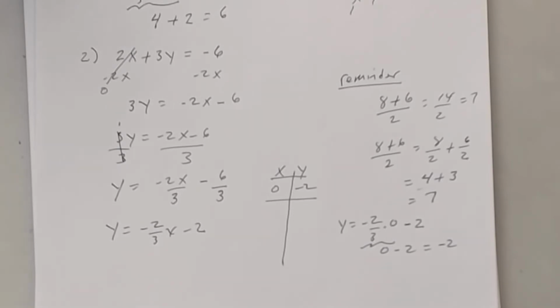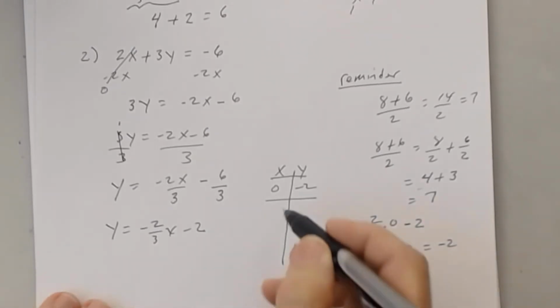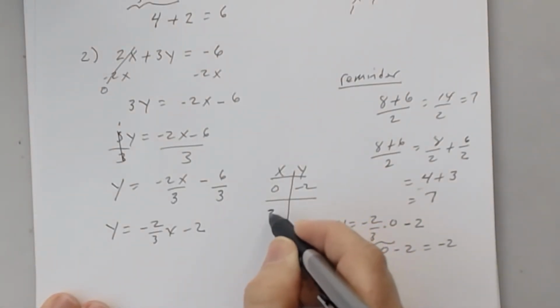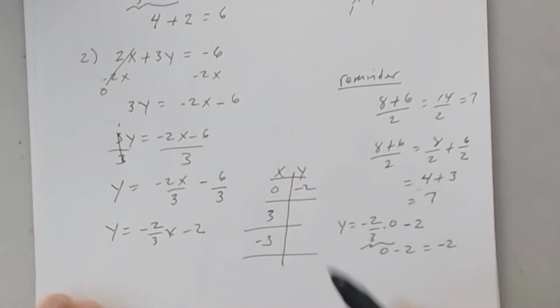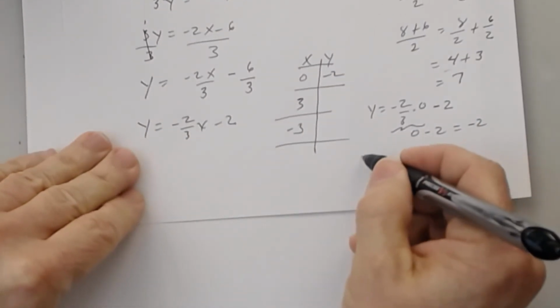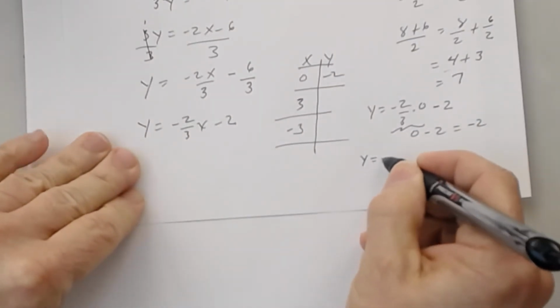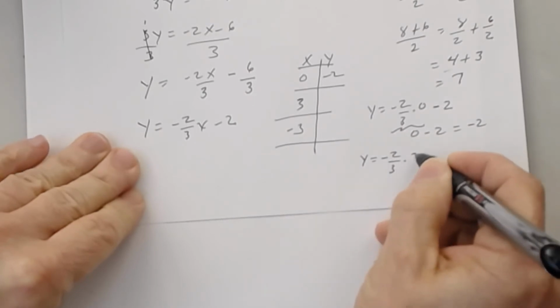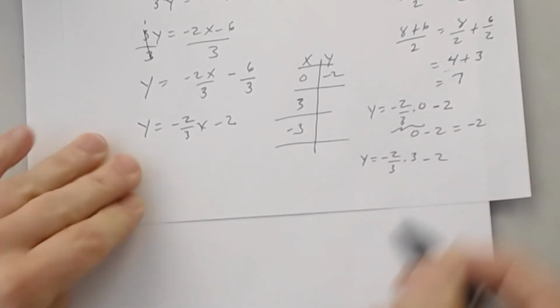All right, now choose numbers that are divisible by what? 3. So give me a number divisible by 3. Make it easy. 3. What's the next one? Negative 3. So let's just use those two. Okay, so if x is 3, I get y equals negative 2/3 times 3, right? Minus 2.